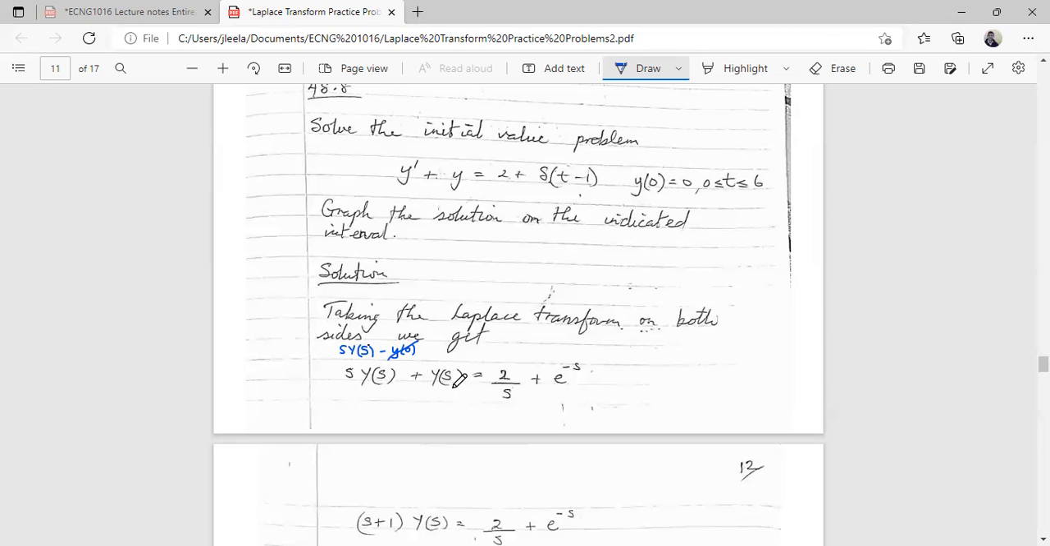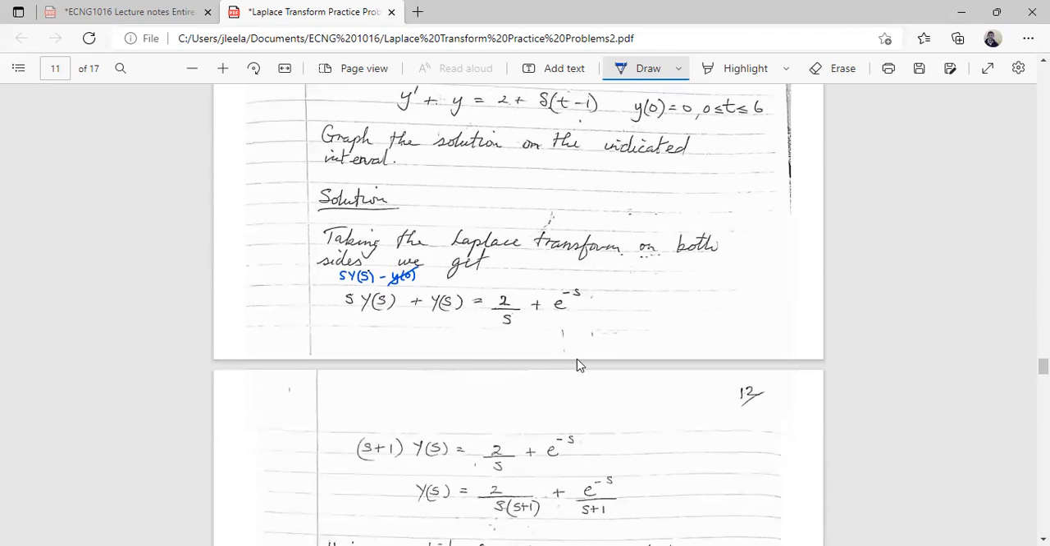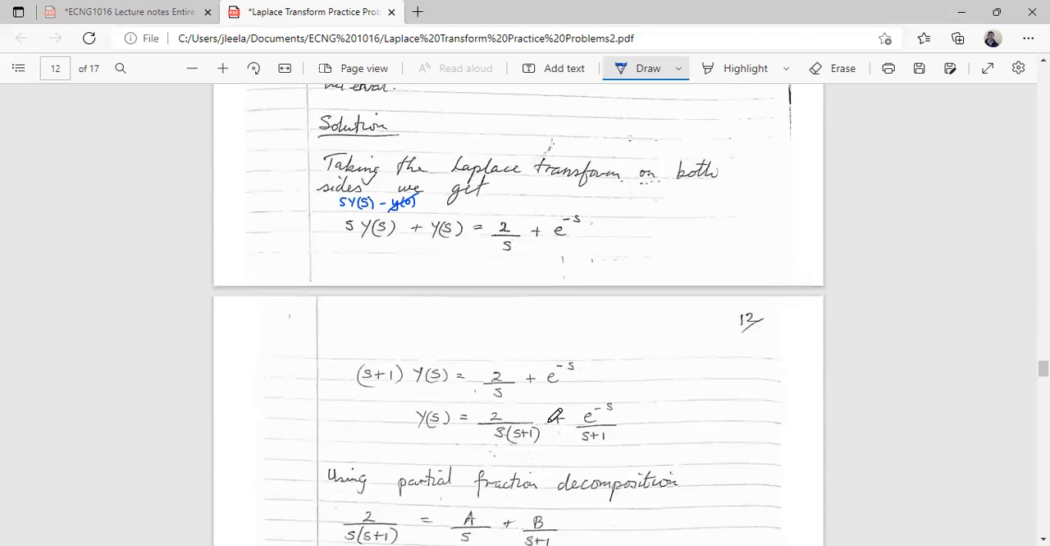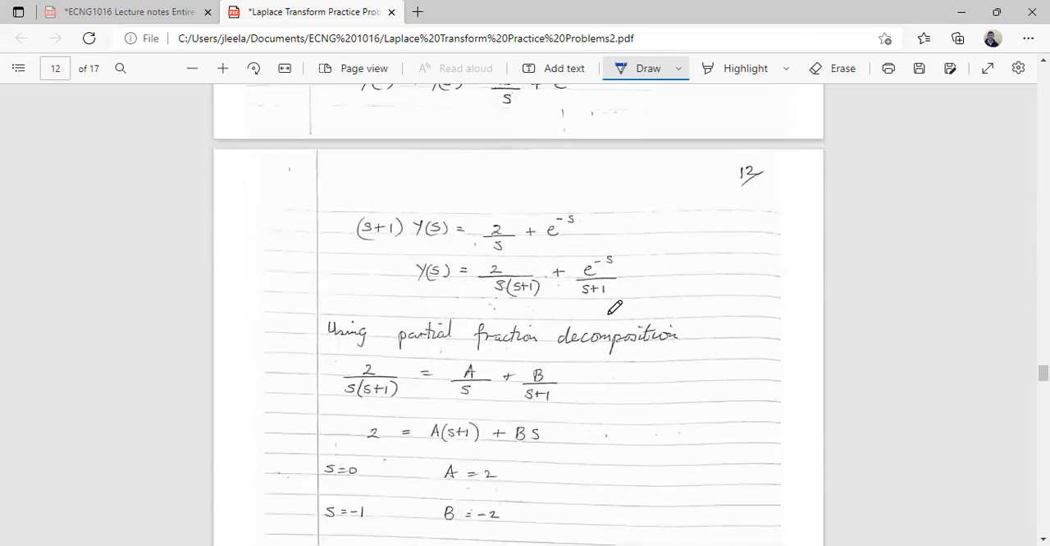And then you're taking the Laplace of y, and then you're taking the Laplace of 2, which is 2 over s, and then the Laplace of the Dirac delta (t minus 1) is e to the minus s, right? So now here, on the left hand side, we factor out the Y(s), and we have s plus 1. The right hand side, we have 2 over s plus e to the minus s. So we divide the right hand side by s plus 1. So Y(s) is 2 over s times (s plus 1) plus e to the minus s over s plus 1.